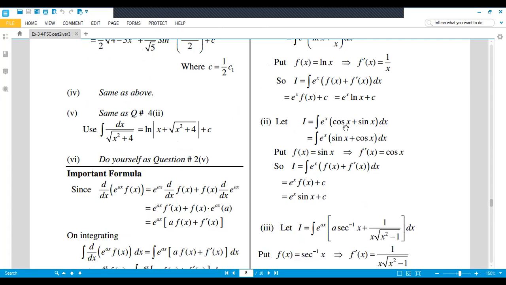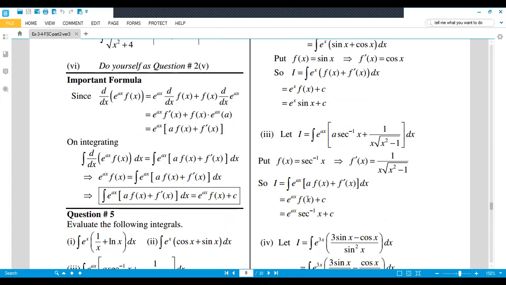Again, just change the position of sine x and cos x. You know that the derivative of sine is cos x. So f of x is sine x, f prime of x is cos x. So again we apply the formula: the integral of e power x times (f of x plus f prime of x) dx is equal to e power x f of x plus c. You put in the f of x value, and you will get the answer.